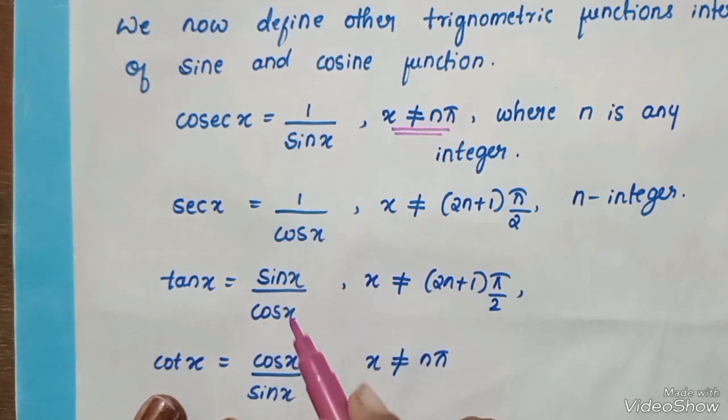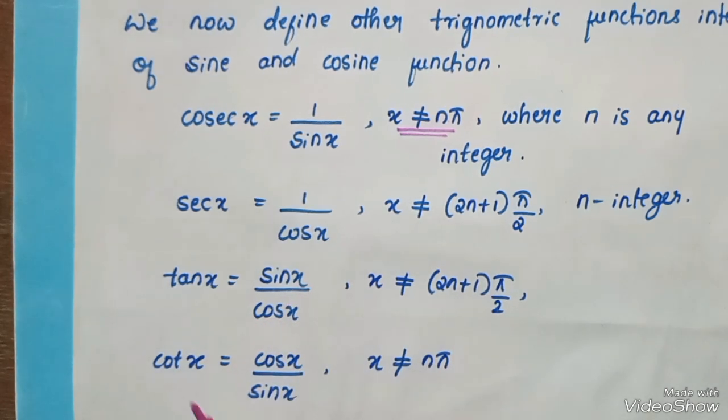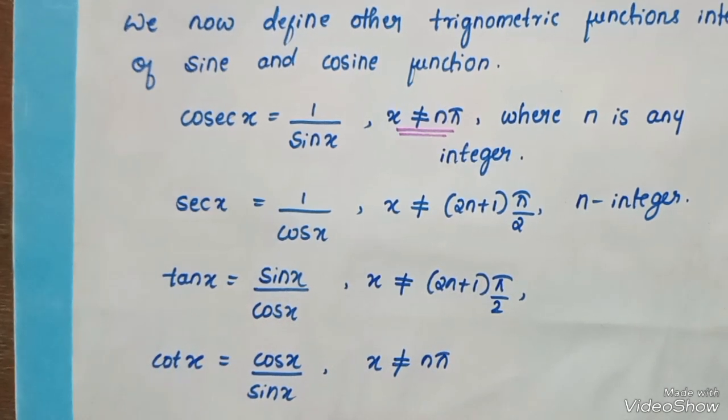For tan x, sin x divided by cos x. For cot x, cos x divided by sin x. Some results we have discussed. Okay, again we discussed the inverse functions, range and domain.